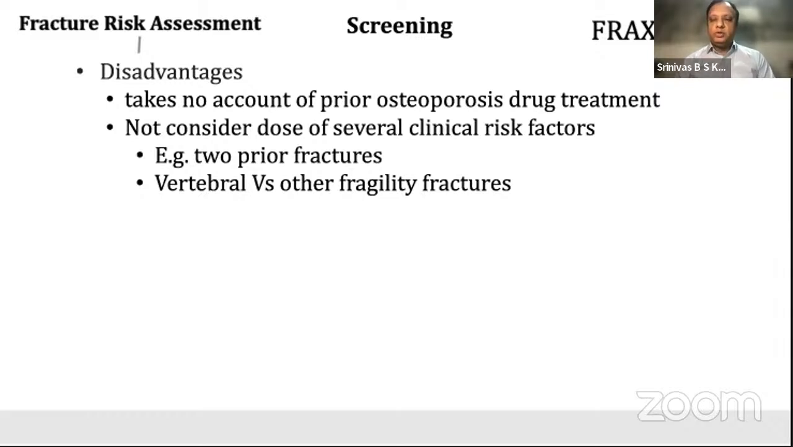But there are limitations to FRAX. It does not take into account the quantitative effect of the factors recorded. Examples include the number of previous fractures and the exact dosage of glucocorticoid intake. FRAX models must be calibrated for nations with their own fracture and mortality epidemiology.